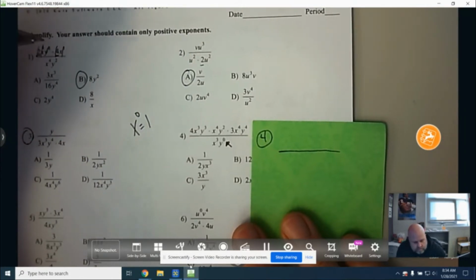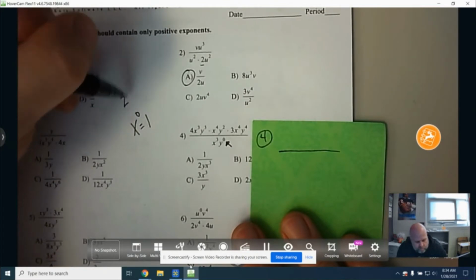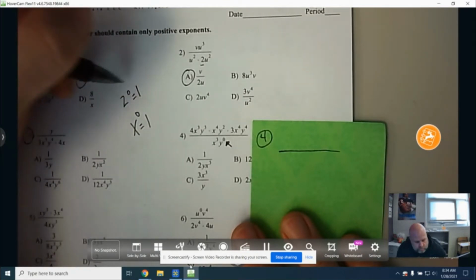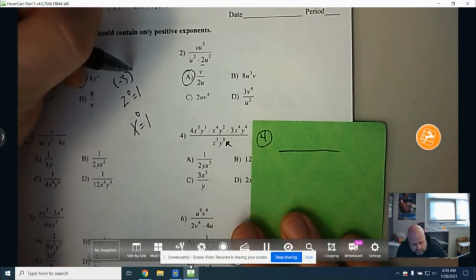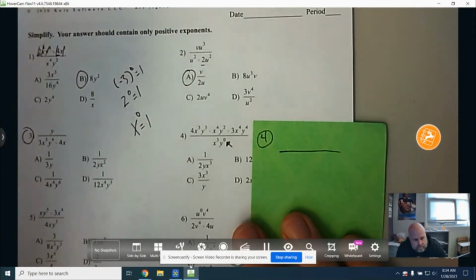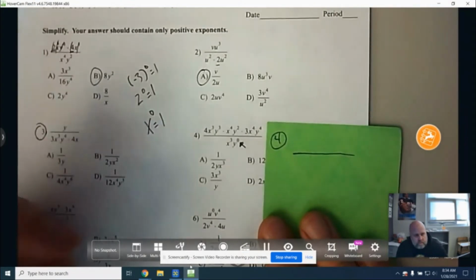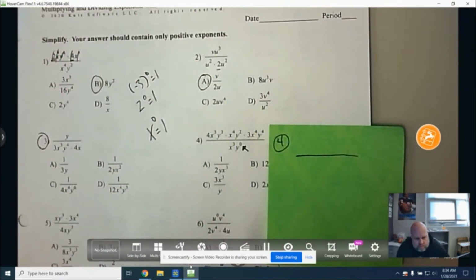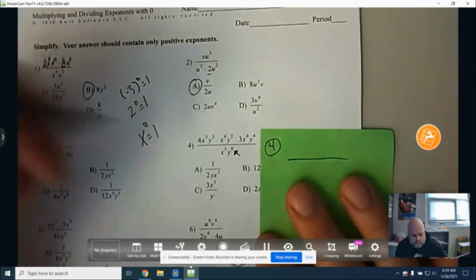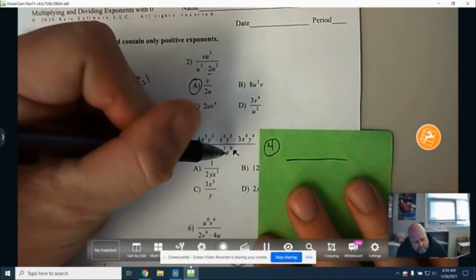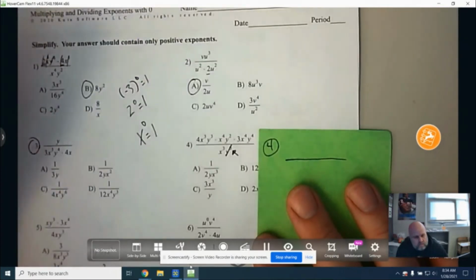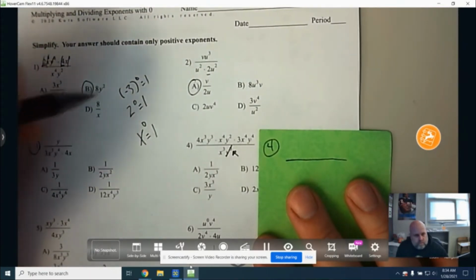X to the 0, y to the 0, 2 to the 0 equals 1, negative 3 to the 0 equals 1. Everything to the 0 power equals 1. So pretty much, if it equals 1 and it's multiplication, it doesn't really have any effect on it whatsoever. So if you see anything with a 0 power, you can automatically just cross it off because it's going to have no effect on the problem.